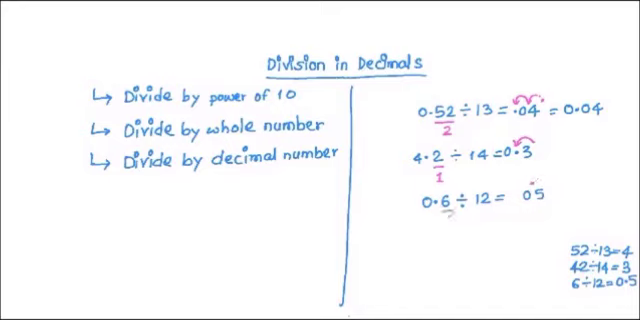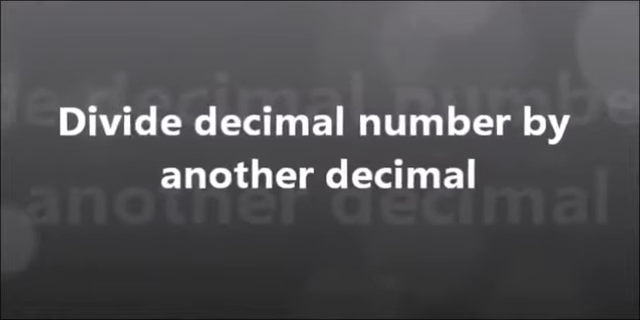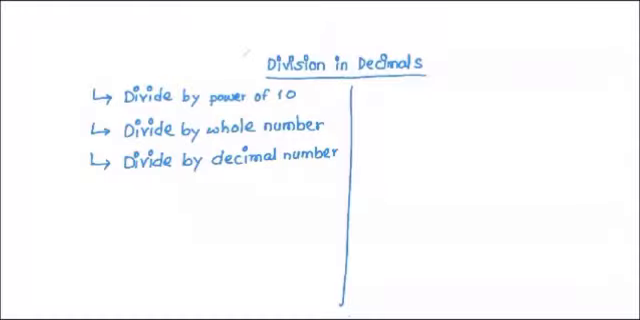Count the number of digits after the decimal point in the dividend. In our case, it is now 1. So move the decimal point to the left by 1 place. So the decimal point moves before 0 and the answer becomes 0.05. Let's now look at division of decimals by another decimal.